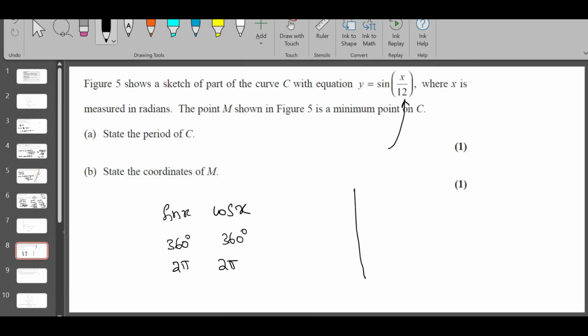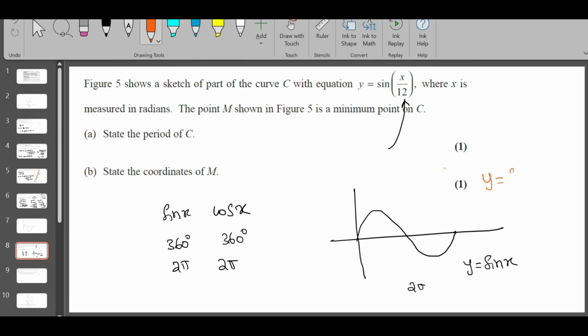Because think about it, this is a sine graph from 0 to 360. This is sine x, y is equal to sine x. The period is 2 pi, right? The moment you sketch this graph, sine 2x, you're going to divide the x coordinates by 2, so you will get this graph. Now the period is also divided by 2. The period is just pi now.